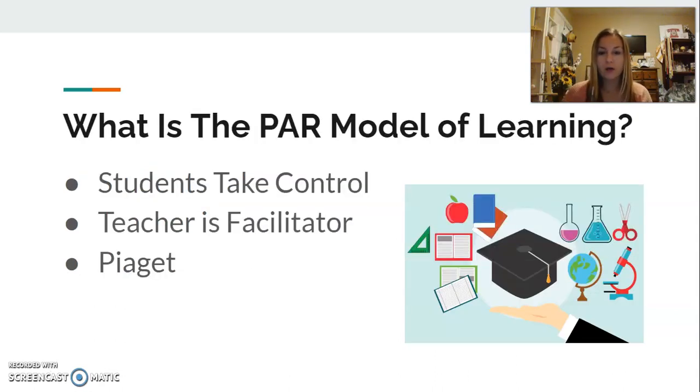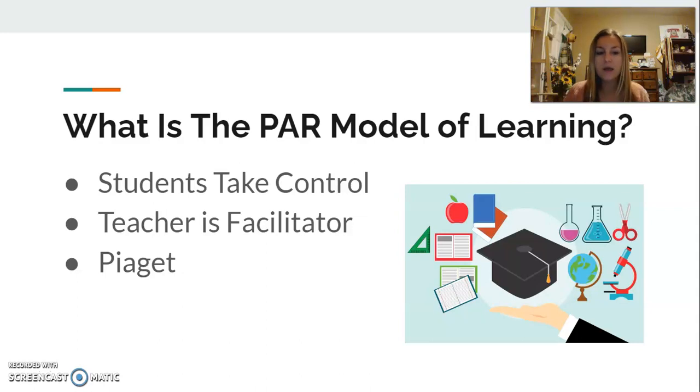What is the PAR model of learning? The PAR model of learning allows students to take control of their learning. The teacher is a facilitator. This is where I spoke about this previously, about constructivism. The teacher, more or less, he or she will question students or get them thinking about a topic so that they can take control and do experiments, think critically, create posing questions, things like that that will assist them in their learning process.